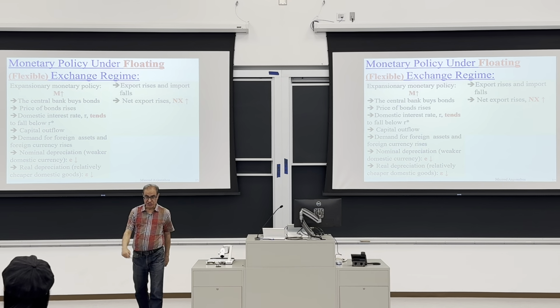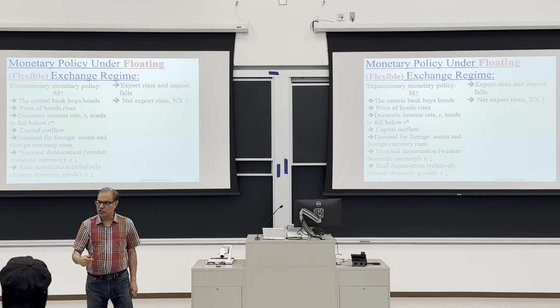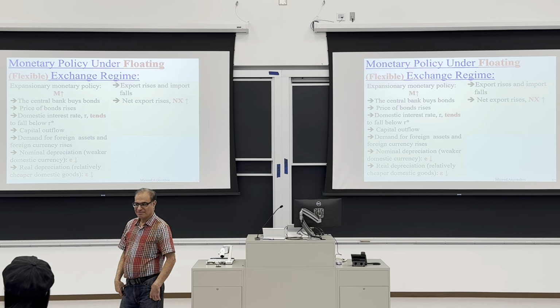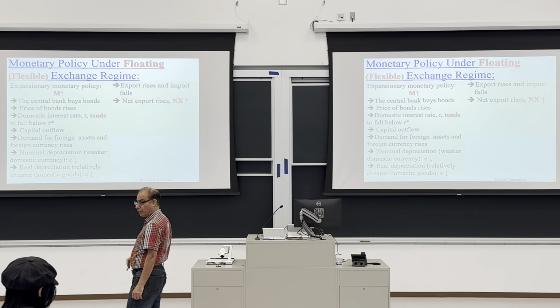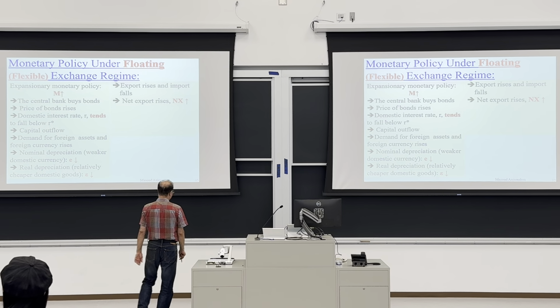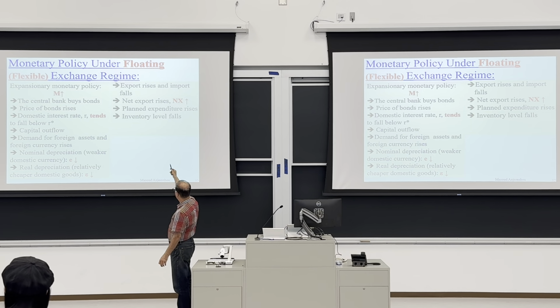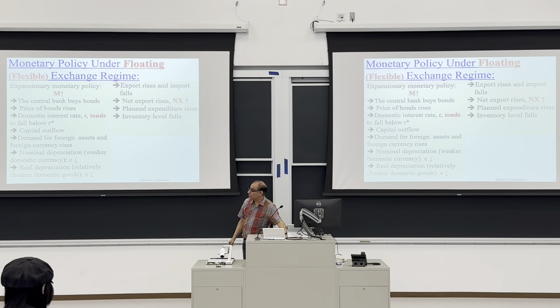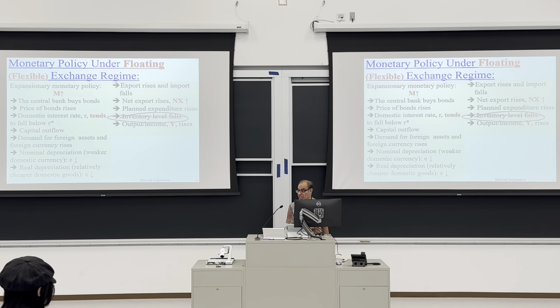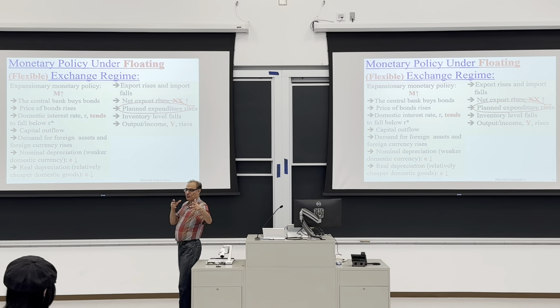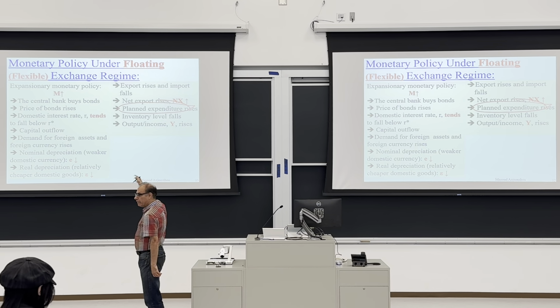More export, less import, is that right? Because depreciation is what? Domestic goods become cheaper. So export is easier. Foreign goods are more expensive. So net export goes up. Planned expenditure goes up. Inventories, then going back to her comment about, you see, change in output is not fast. I always put this here, inventories. You see, changing in demand is not enough to change in supply. It goes through inventories.